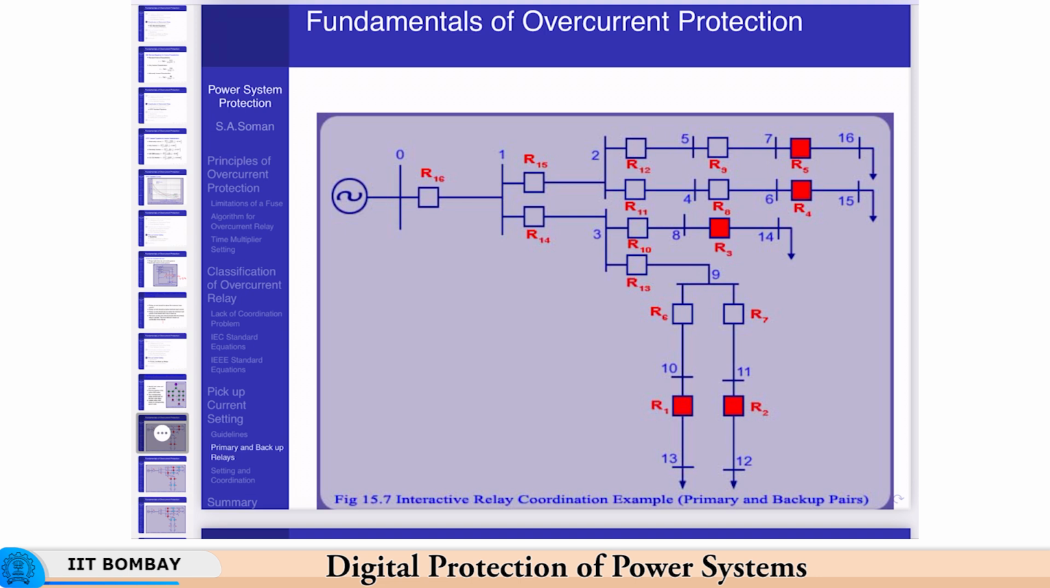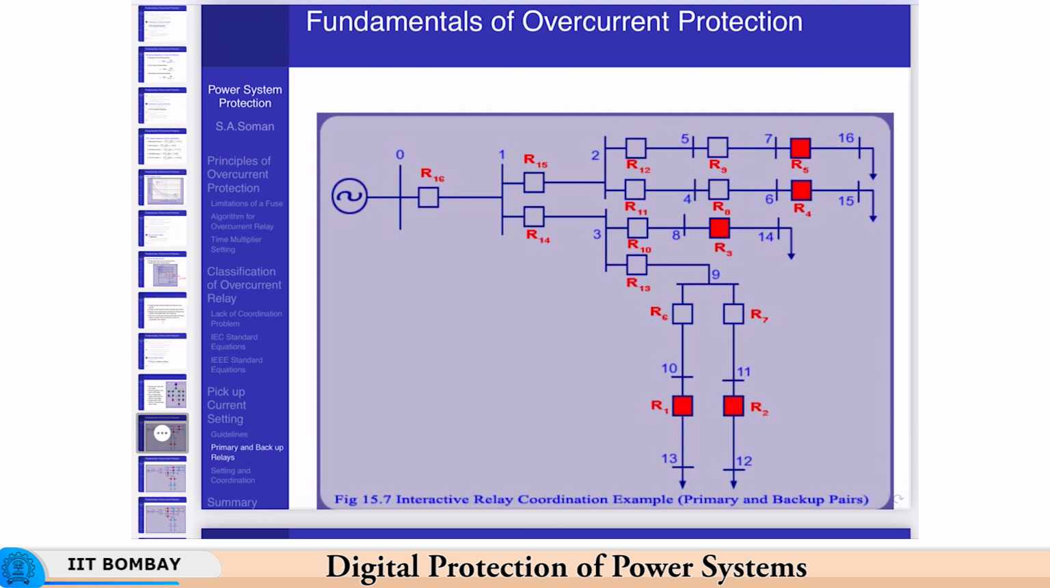Now, this is of course a different example, and you can see the feeders and the branches of the feeders here. The relays R1, R2, R3 and R4 are the leaf nodes. They are protecting the sections 10, 13, 11, 12, 7, 16 and 6, 15 respectively. So these will be set first. Oh, I am sorry, I missed R3. R3 will also be set first, because they are the leaf nodes.